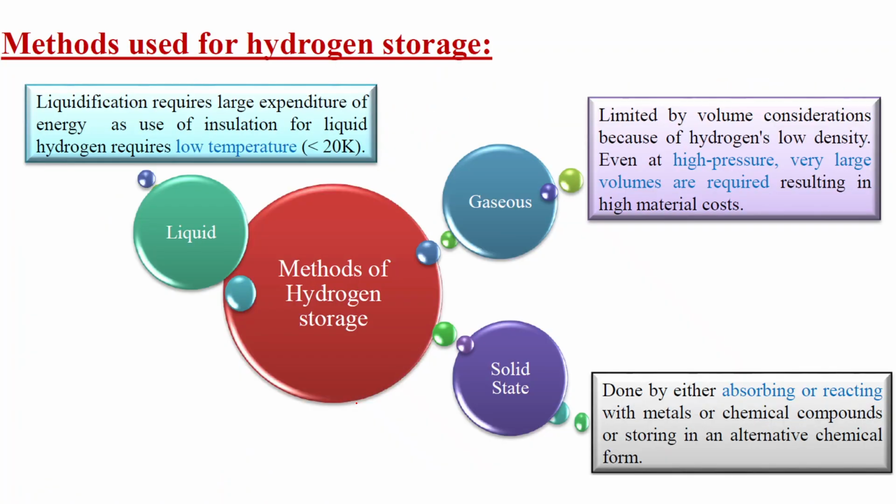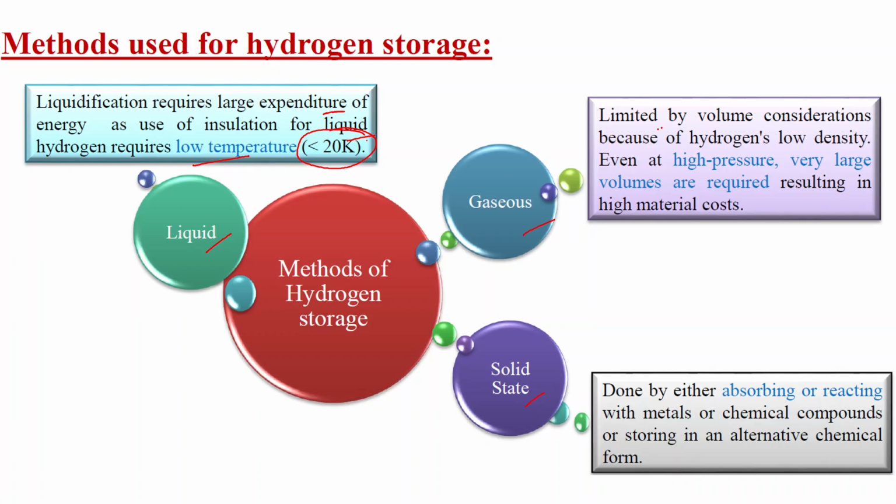So, methods used for hydrogen storage. As I told you, hydrogen can be stored in various forms, in liquid form, in gaseous form, or in solid state form. But in the case of liquefaction, what is the problem? It requires a large expenditure of energy, as the use of insulation for liquid hydrogen requires low temperature. Hydrogen is liquid at less than 20 Kelvin. So the insulation required to keep it in liquid state is very expensive. So liquefaction is also a problem.